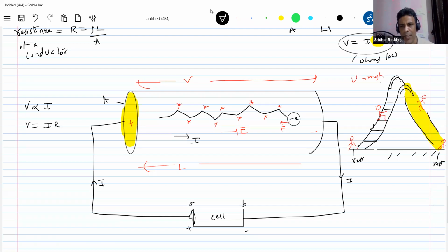So tell me, what all work was done by the kid? What happened? It got converted into heat, no? And finally, potential energy becomes zero, and he has come to rest. The same thing happens here. So let's assume a positive charge.